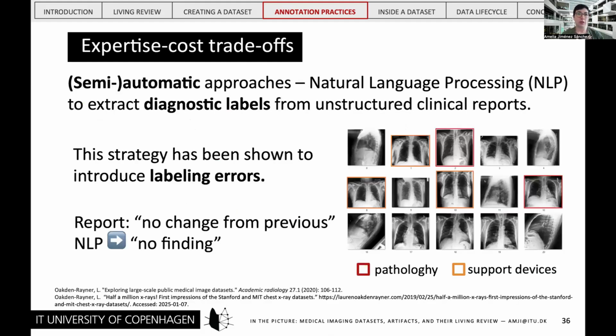Another type of approaches here are semi-automatic. For example, some people creating datasets have leveraged natural language processing to extract diagnostic labels from unstructured clinical reports, but this strategy has been shown to introduce labeling errors. So I'm showing an example figure here of images that are labeled as no finding. And something that can happen often is that if the report says no change from previous, the NLP would label this image as no finding.